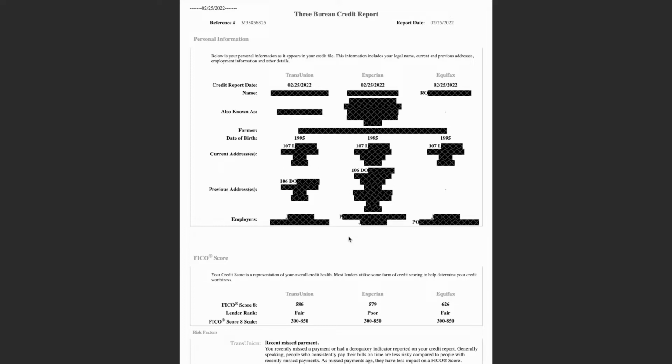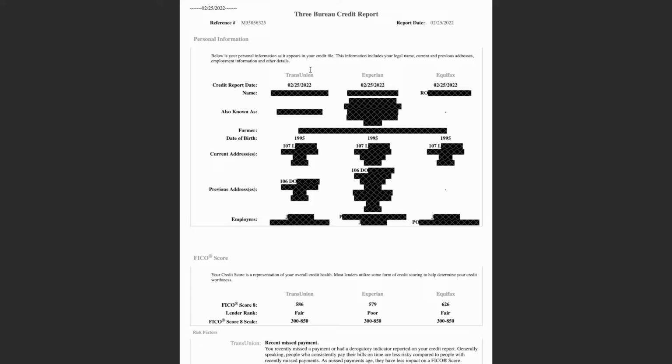So first, let's start off with the personal information section up here. This is an actual credit report from a previous client. We've helped them from February up until now, the end of October, so a lot of work was done on their report. But first, you want to look at your name. I have it redacted here, but make sure you only have one name, all of your names match, and everything is spelled correctly.